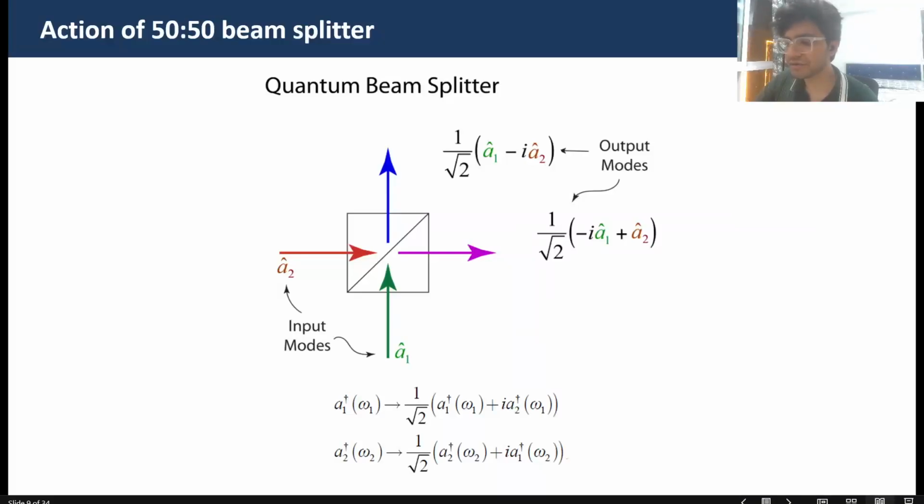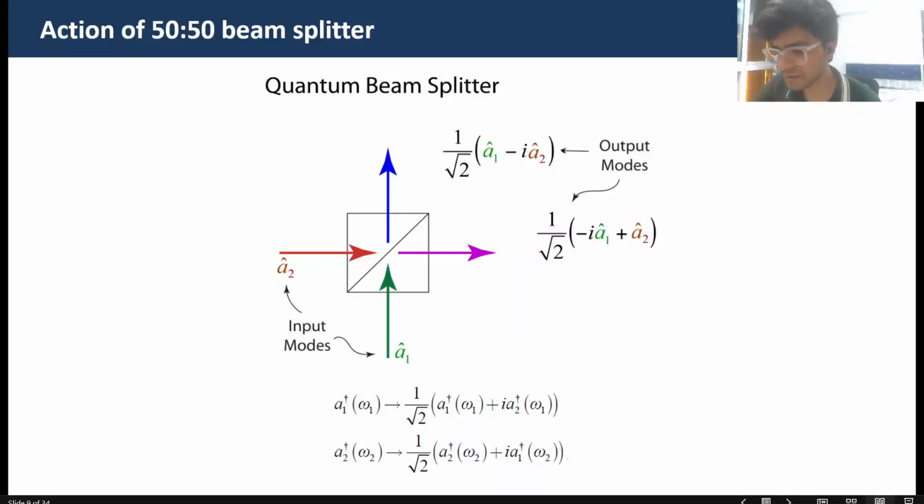Next, we introduce the 50-50 beam splitter into the system. Whenever two photons are incident on the beam splitter, their spatial modes mix. Mathematically, this means our creation operators undergo a transformation. The operator for the first port, A1 dagger, transforms into 1 over root 2 times (A1 dagger plus i A2 dagger). Similarly, the operator for the second port, A2 dagger, transforms into 1 over root 2 times (A2 dagger plus i A1 dagger).